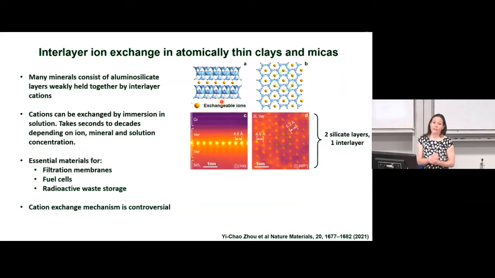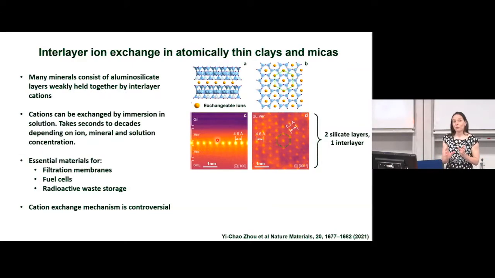And that can be done very readily using the same type of approaches that people use for chemical exfoliation of graphene. You have graphite, you put it into a solution and you can persuade it to chemically exfoliate so that you have few layer graphene flakes. We can apply that same technology to clays and micas, but now you have this possibility to tune the behavior of those materials by changing those interlayer cations using a solution.